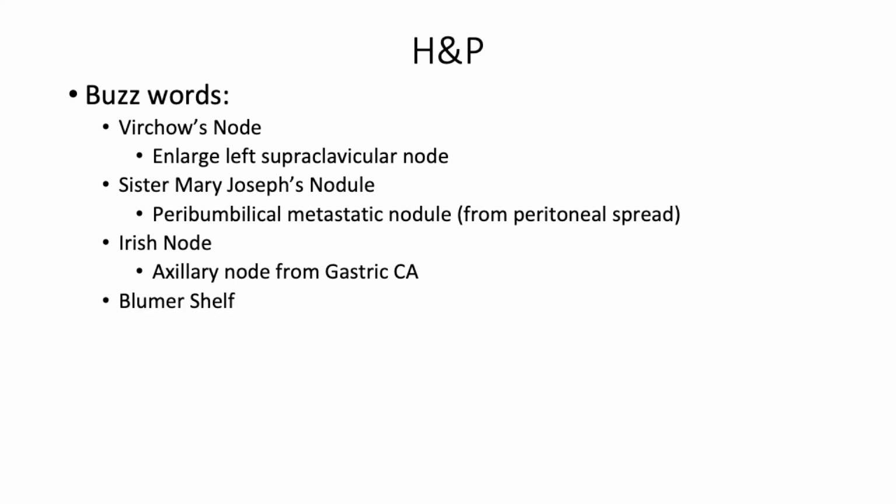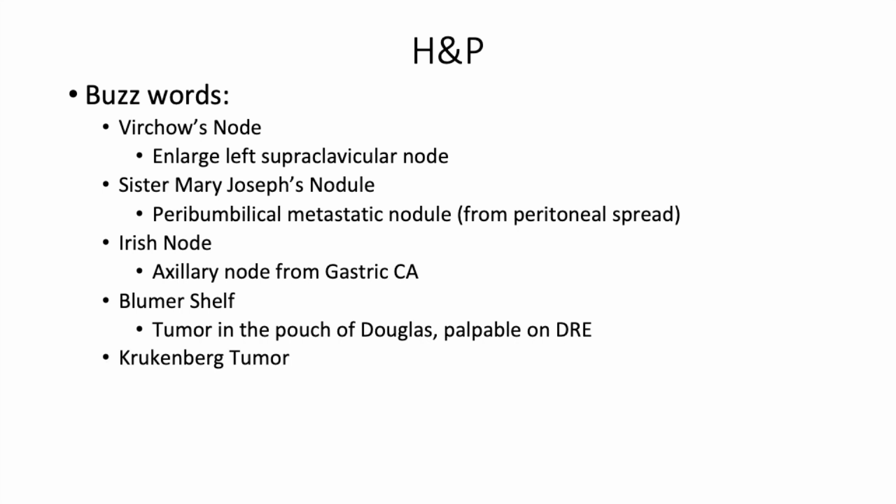A Blumer shelf is a drop met from an upper GI cancer, usually gastric, down into the pouch of Douglas, and it can be palpable on digital rectal exam, so know that one. Krukenberg tumor is a met from a gastric cancer to the ovary. So you should know all those for your boards. They seem to come up on the ABSITE, etc.